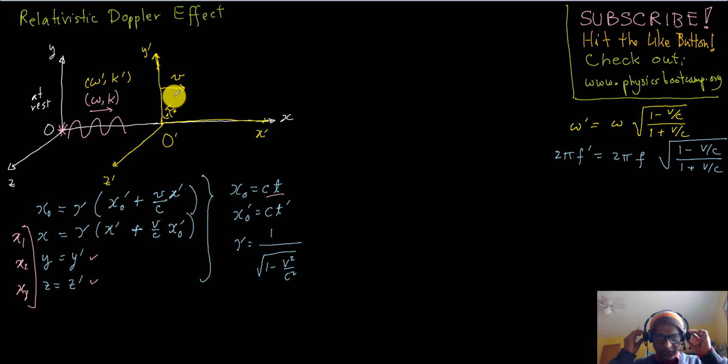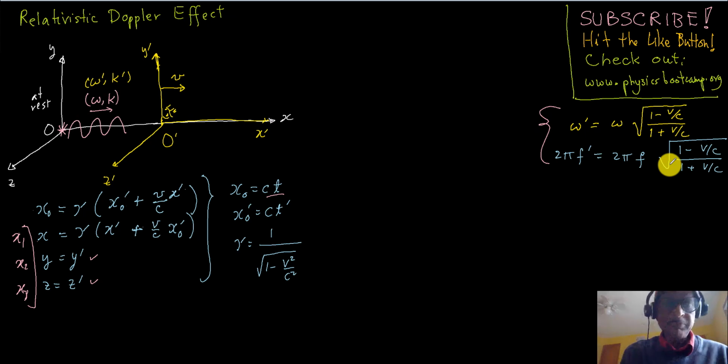Before I do this, in the relationship between the frequency, this will imply that the frequency in the two frames will be related this way. So this is a kind of final answer, but we will derive it here. But first I want to say a couple of things about the problems we're going to solve.